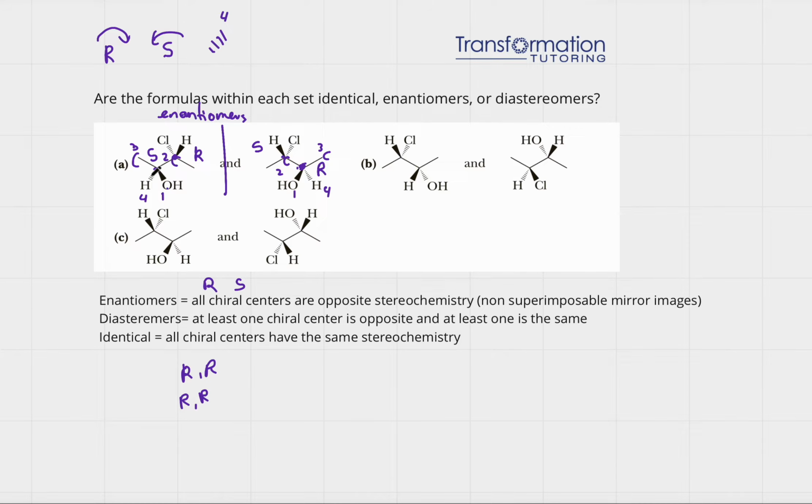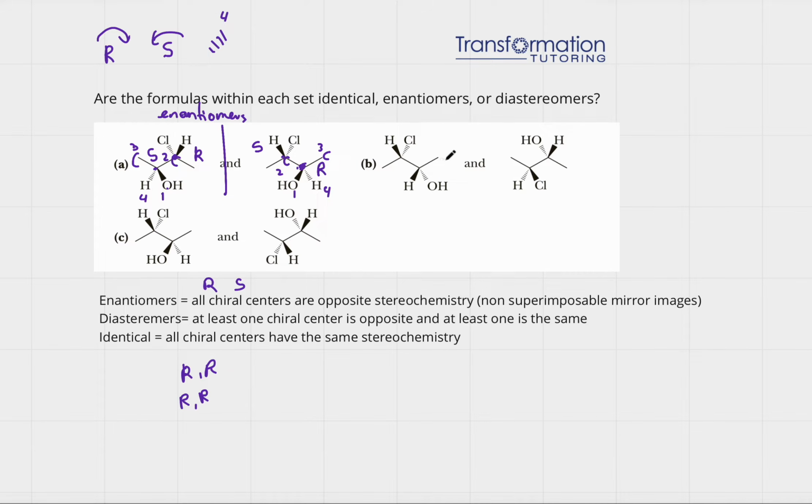So, because I checked every chiral center and all chiral centers in the two molecules have opposite stereochemistry, these two molecules are enantiomers. And another way I did that is by seeing that they literally look like mirror images of one another, which was a quicker and faster way in this case.